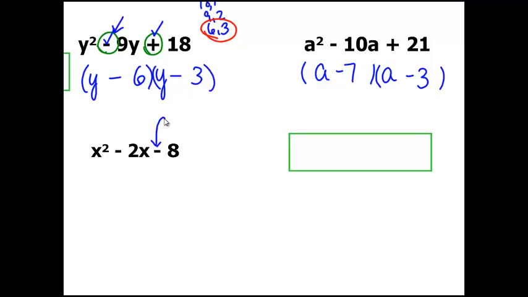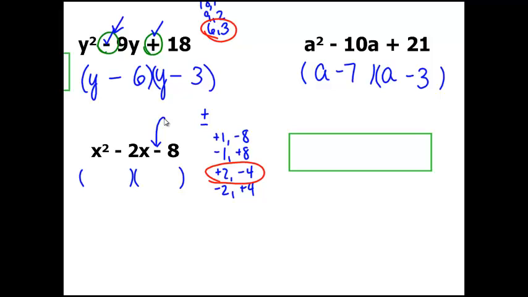When that happens, I know the only way to get a negative 8 at the end is I'm going to have one factor be positive and one factor be negative. So I could come up with a whole bunch of different things. I could say it could be positive 1 and negative 8, negative 1 and positive 8, positive 2, negative 4 and negative 2 and positive 4. And that's a lot to write out. You can do that mentally. And you would see that in order for the middle term to be negative 2, the only one that's going to work as a sum is this.